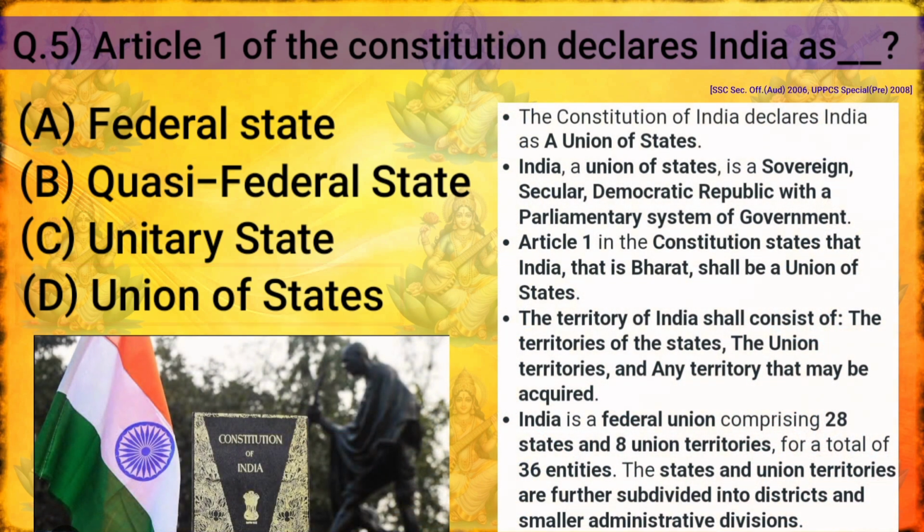The Constitution of India declares India as a union of states. India, a union of states, is a sovereign, secular, democratic republic with a parliamentary system of government. Article 1 in the Constitution states that India, that is Bharat, shall be a union of states. The territory of India shall consist of the territory of the states, the union territories, and any territory that may be acquired. India is a federal union comprising 28 states and 8 union territories for a total of 36 entities. The states and the union territories are further subdivided into districts and smaller administrative divisions.